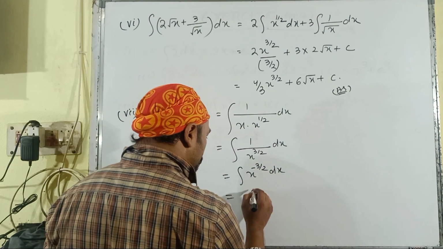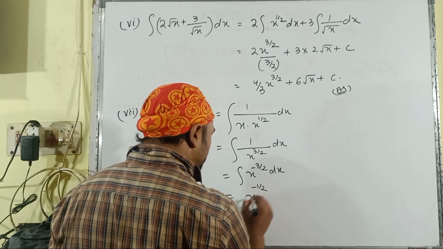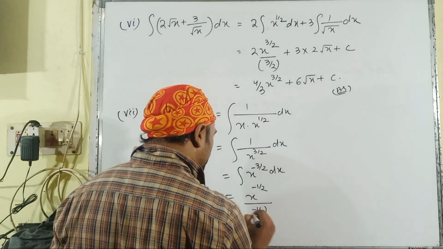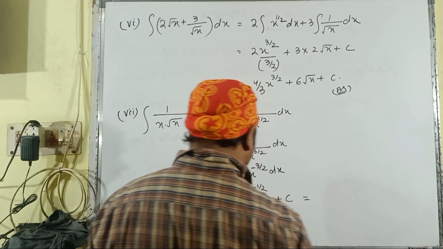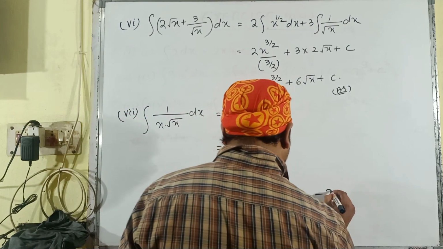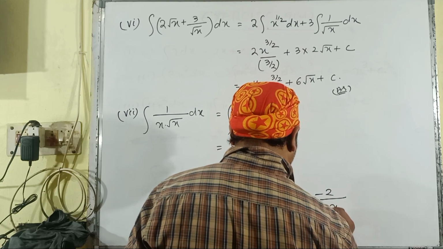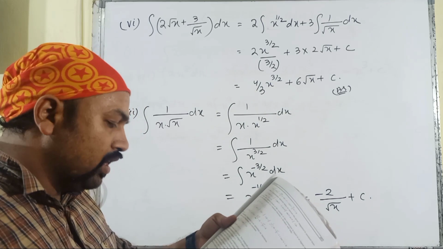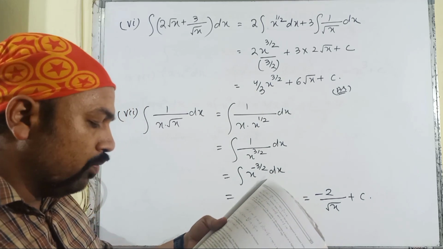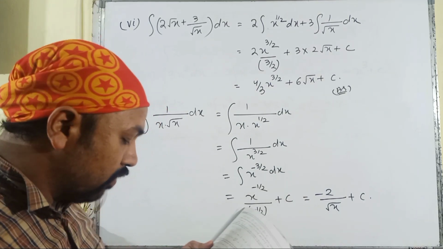Then it will be x to the power minus 1 by 2 divided by minus 1 by 2 plus any constant c. Just simplifying this step, we have minus 2 divided by root x plus any constant c. And here it is the seventh bit for number 1. Then moving to the eighth bit of number 1.